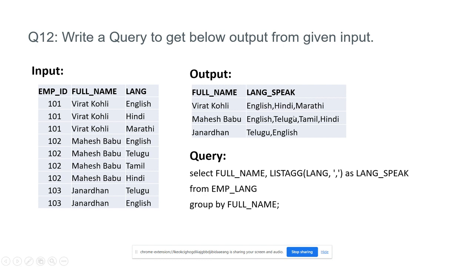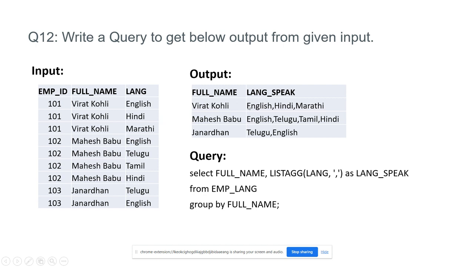Okay. So question number 12. Write a query to get the below output from the given input. I have a table like this: employee ID, full name, and language. These are the language details of employees, that means what languages the employees can speak. Suppose I have data like this. Virat Kohli with employee ID 101 can speak English, Hindi and Marathi. With employee ID 2100, Mahesh Babu can speak English, Telugu, Tamil, and Hindi.